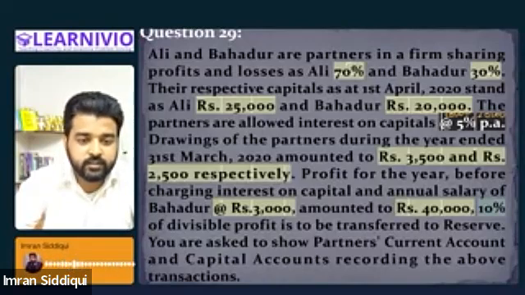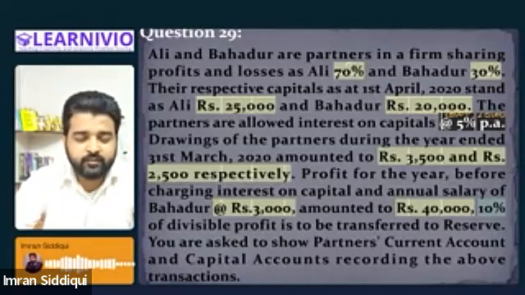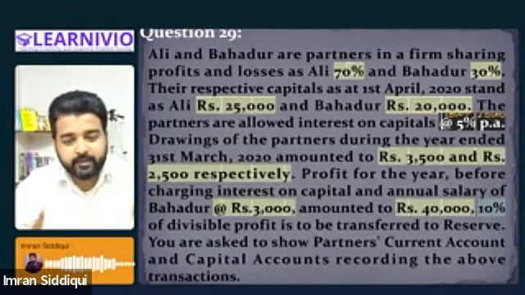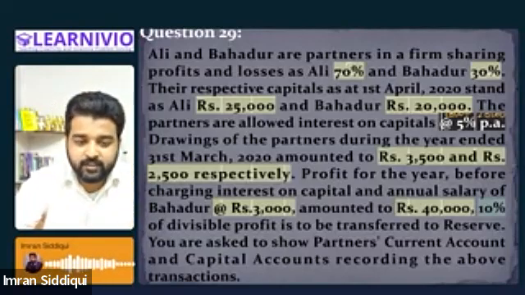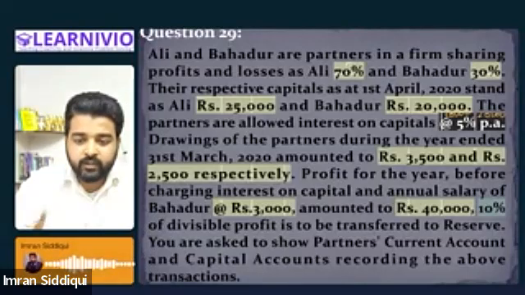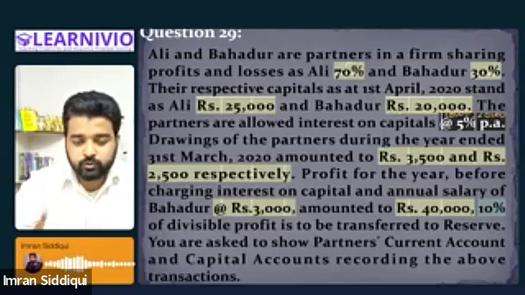It says, Ali and Bahadur are partners in a firm, sharing profit and losses as Ali 70% and Bahadur 30%. So basically, the ratio between Ali and Bahadur is 7:3, right? 70% is to 30%, it's the same thing. Respective capital balances are given: 25,000 and 20,000 for the two partners. Partners are allowed interest on capital at 5%. Drawings of the partners during the year ended 31st of March 2020 are 3,500 and 2,500 respectively.